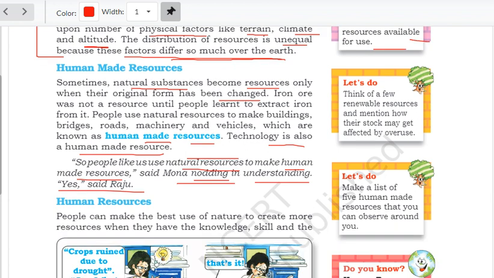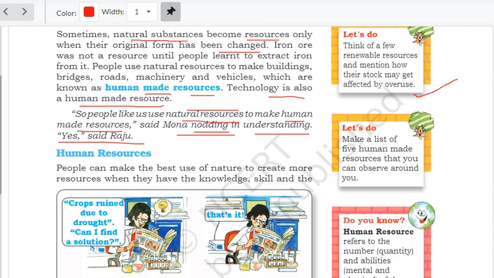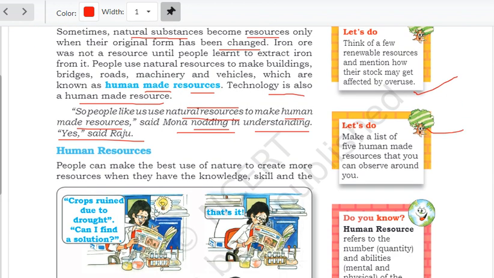Let's do. Think of a few renewable resources and mention how their stock may get affected by overuse. You need to do this. Let's do also. Make a list of 5 human made resources that you can observe around you.